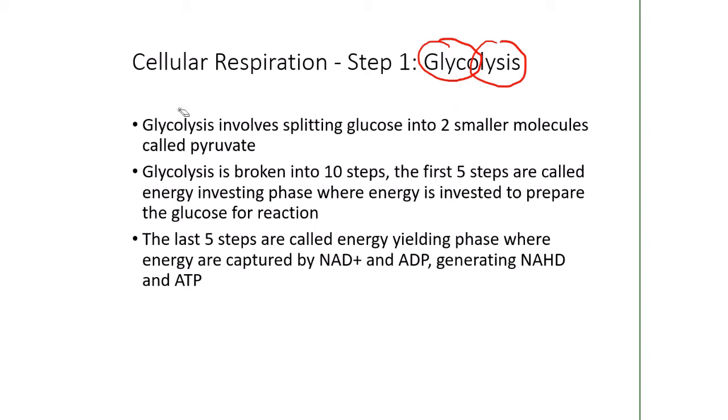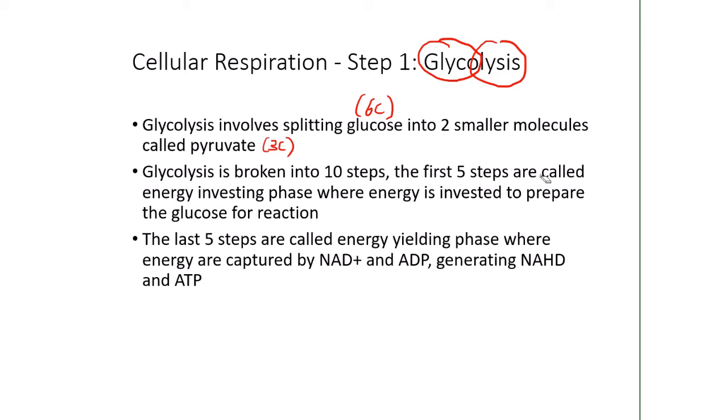Right? So glucose is a 6-carbon molecule. When you split it into two smaller molecules called pyruvate, they will be 3 carbons each. So you're splitting a 6-carbon glucose into two 3-carbon pyruvate. Sorry, the glucose is actually right here. That's just glycolysis. Like I said, there are 10 steps involved in glycolysis.